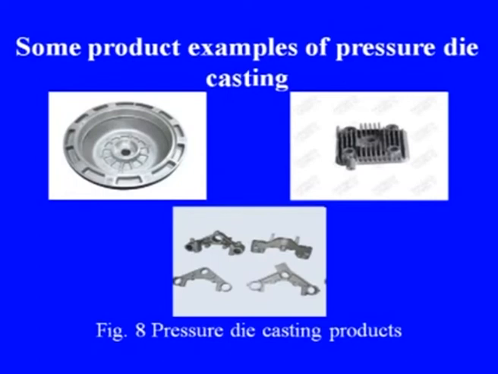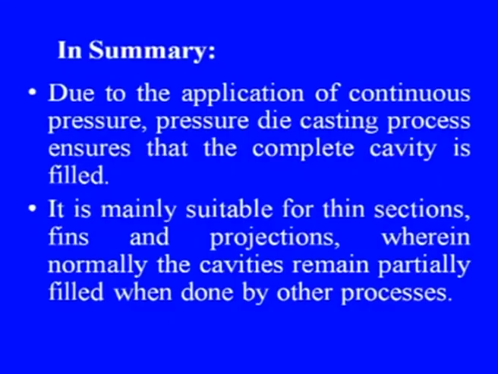Some of the products manufactured through pressure die casting are shown in this figure. In summary, it can be said that due to the application of continuous pressure, the pressure die casting process ensures that the complete cavity is filled. It is mainly suitable for thin sections, fins and projections, wherein normally the cavities remain partially filled when done by other processes.